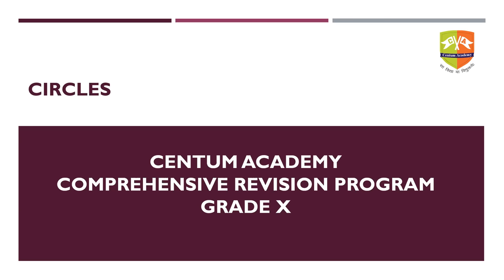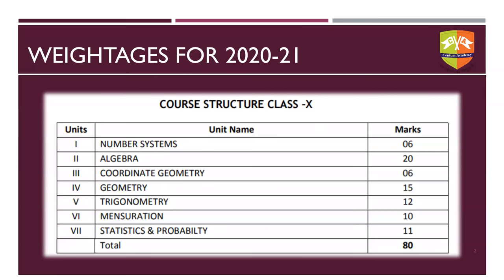There becomes difficult. Anyways, so let's begin with circles. I have again brought you this slide, which talks about the mark distribution. You can see we have completed algebra, 20 marks, and trigonometry, 12 marks. So 32 in all.